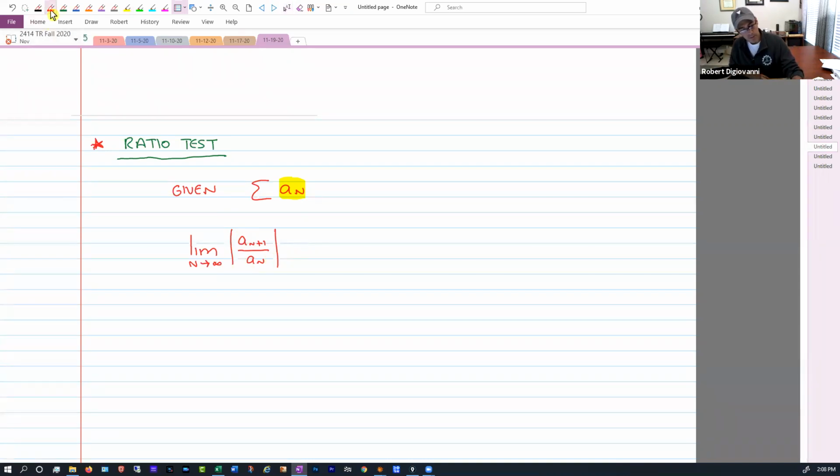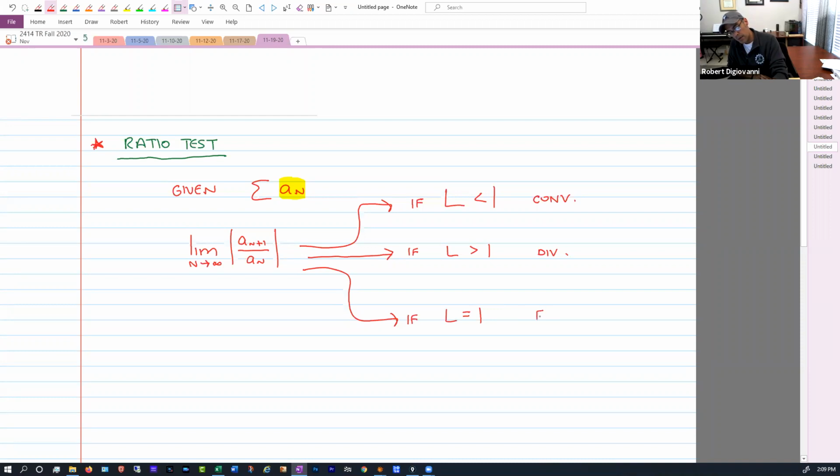So with this limit, we have 3 different outcomes that could happen. If that limit, I'll call it L, if L is less than 1, then we have convergence of the series. If L is greater than 1, we have divergence of the series. And if L is equal to 1, the test fails.